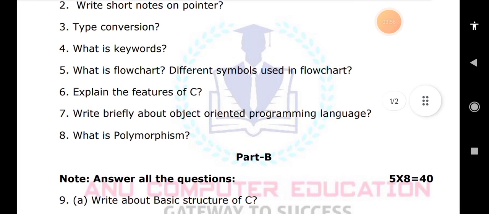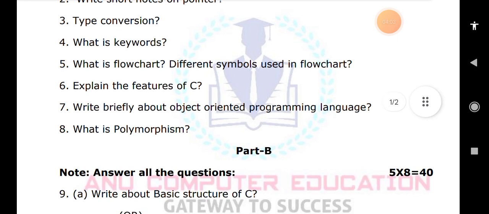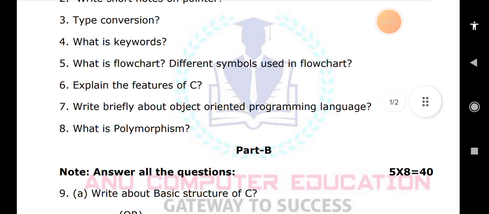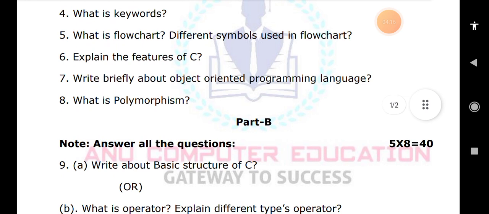So when it comes to the long answers, the first question is the basic structure of C. Compulsory, you have to write the structure. After writing the basic structure, you have to explain the structure, okay, with 1.5 pages maximum. Two pages means front and back together, 1 page is enough. And next, the document section.